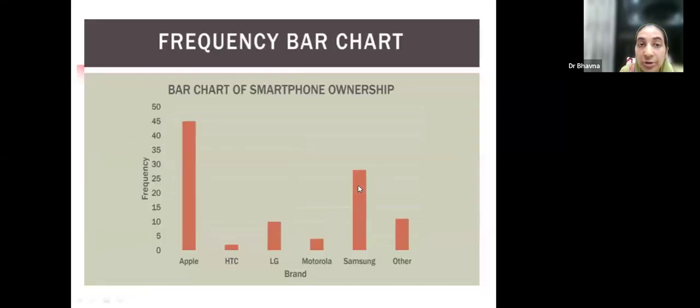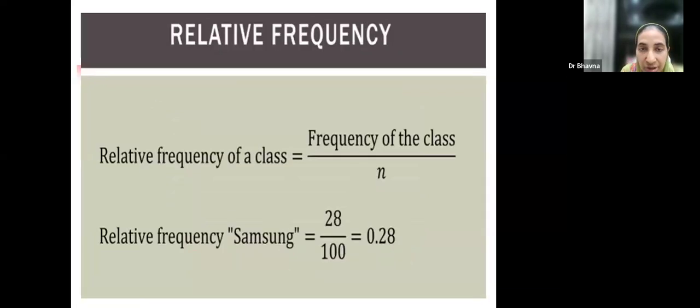Sometimes you're told to draw a relative frequency bar chart. Now, what is a relative frequency? Don't get confused. A relative frequency is the frequency of a particular class divided by the total number of people. For example, what is the relative frequency for Samsung? It is 28 divided by 100, which is 0.28.